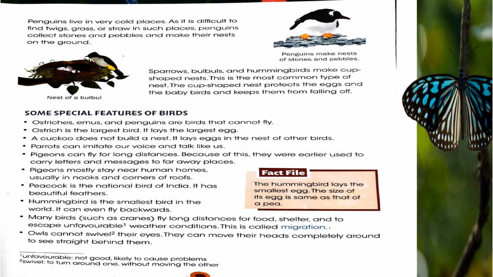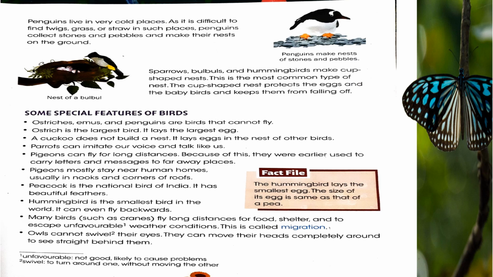Next is image of a bulbul. It's like a sparrow. Bulbul and hummingbirds make cup-shaped nest. This is the most common type of nest. The cup-shaped nest protects the eggs and the baby birds and keeps them from falling off. Let's see some special features of birds.